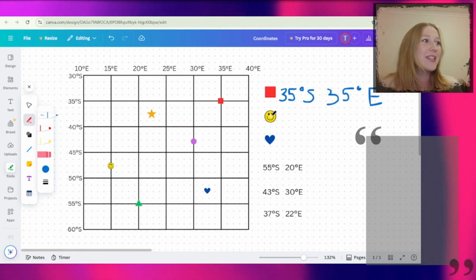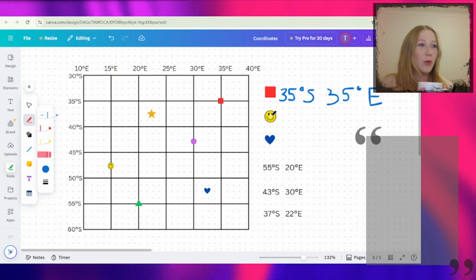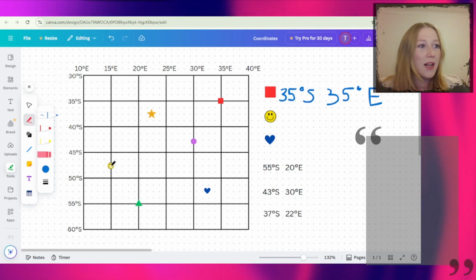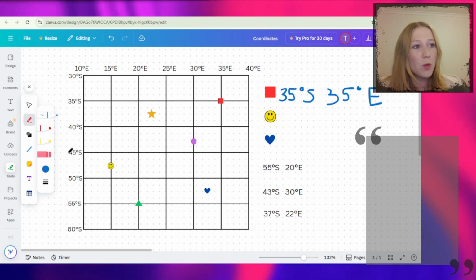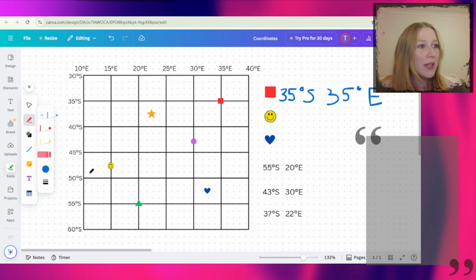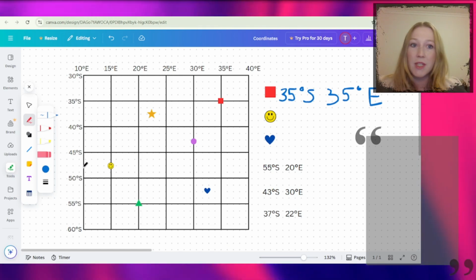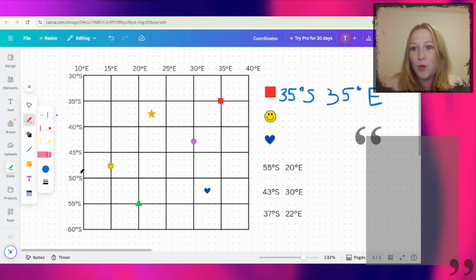Fantastic. Then our next shape is the smiley face. See if you can take a guess at what the south is. Here's our smiley face over there. If we go across, we can see that it's somewhere between 45 and 50. So we can estimate that. We can say that that's 47. That seems fair. It's somewhere between 45 and 50, so we can call it 47.